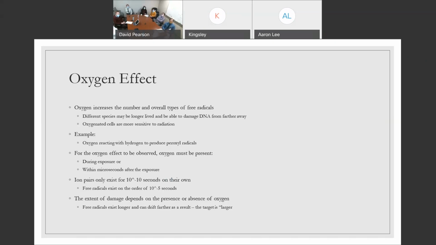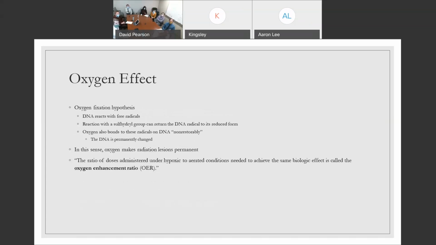But anyway, for the oxygen effect to be observed, oxygen must be present during exposure or within microseconds after the exposure. Now, ion pairs only exist for 10 to the minus 10 seconds on their own, and these free radicals exist much, much longer than them. The extent of damage depends on the presence or absence of oxygen. Again, kind of this larger target analogy I came up with earlier.